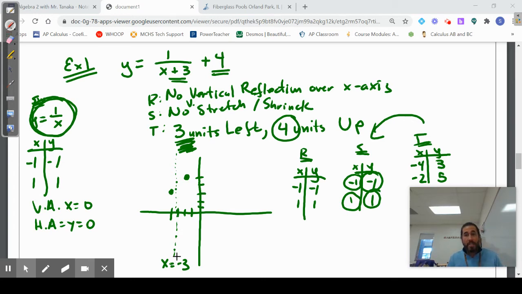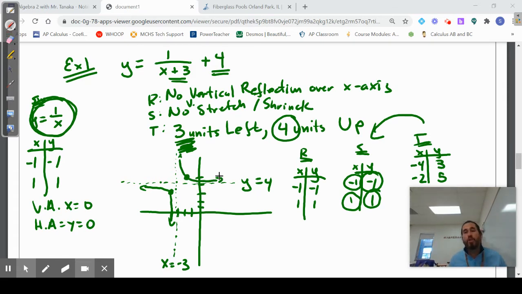And then y equals 0 was the horizontal, but I'm going to move it up 4. So now it's at y equals 4. And that's the horizontal. And remember, it can't cross those bad boys. So those are the only 2 new points I need. And I go spling, spling, and it's done.